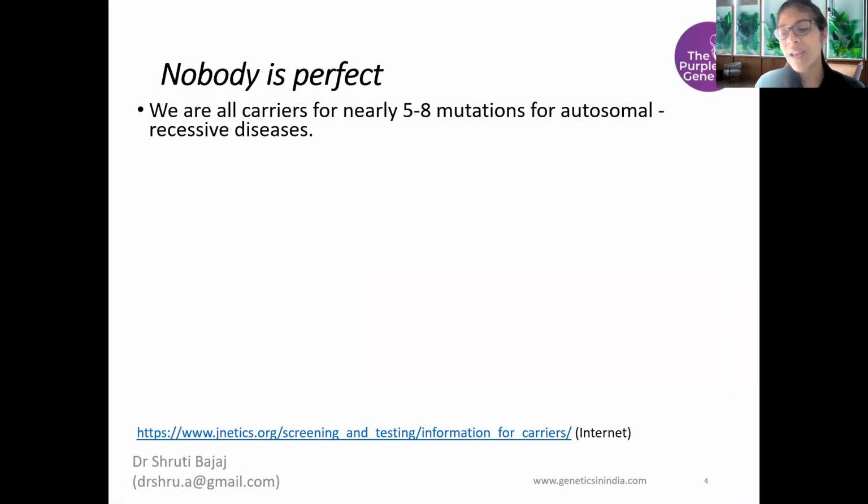We need to realize that none of us are perfect. We are all carriers for around 5 to 8 mutations for autosomal recessive diseases. A carrier is an individual who carries the mutation but does not himself or herself manifest the disease. Depending on the mode of inheritance, this carrier can pass on the disease to the next generation.